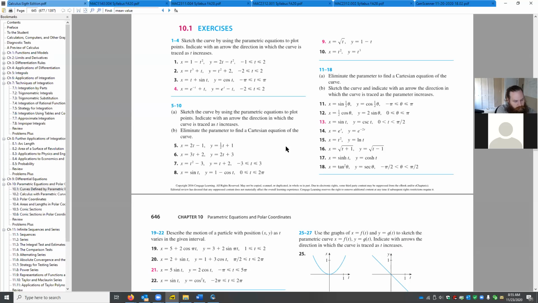So I'll write this down. Sketch the curve x equals e to the t, y equals e to the negative 2t, where no time domain is given, by eliminating the parameter t.